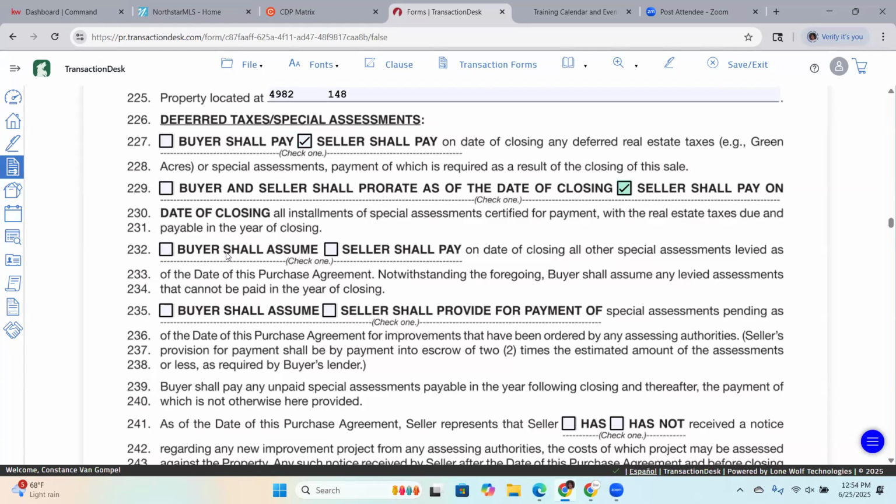If it is a brand new street levy, chances are the buyer might take it, just due to the fact that maybe they're going to get the use and enjoyment out of it. Then again, maybe they can't afford that amount on their yearly property taxes, so they might want to have the seller pay. So these boxes here will be kind of questioning each one of your buyers.